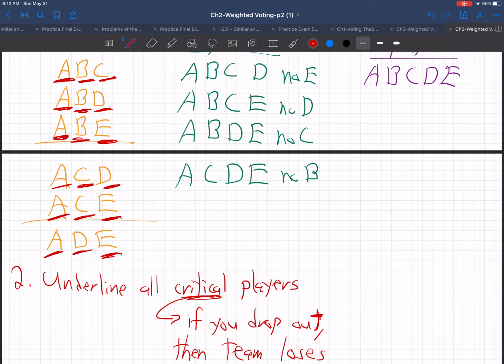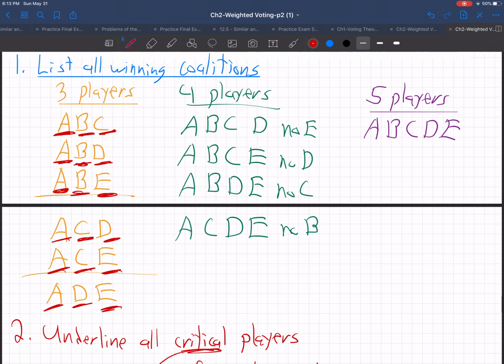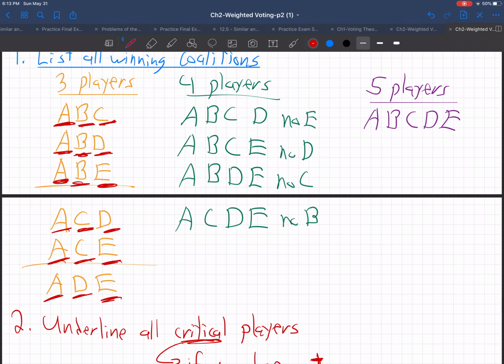So all those players are critical on those teams. They've got to have them. If any one of those guys drops out, those become losing teams. So those players are critical on those teams. Now let's go to these. So all the 3-player teams, everybody's critical. Let's go to the 4-player teams.